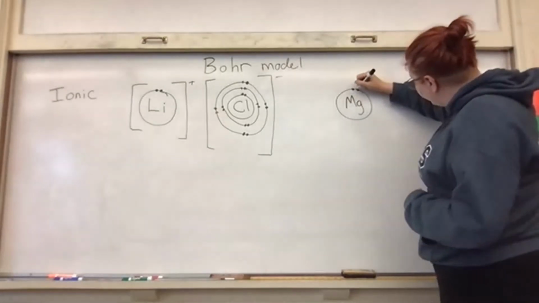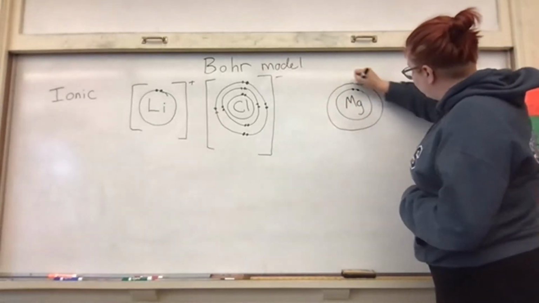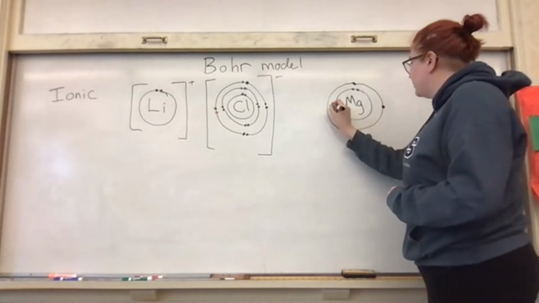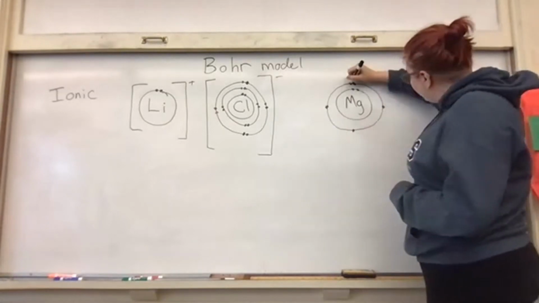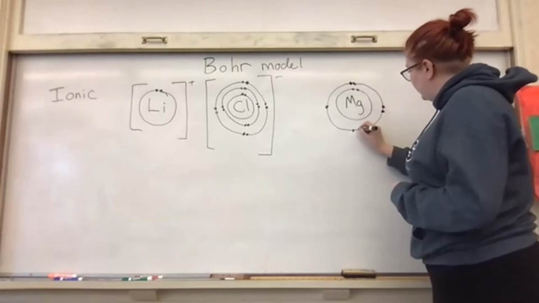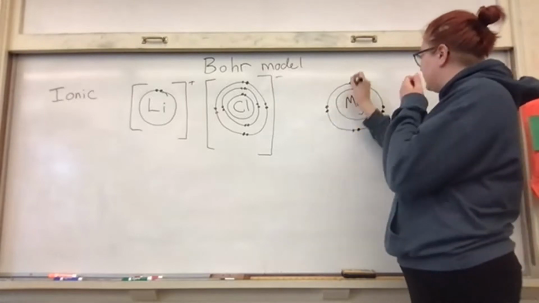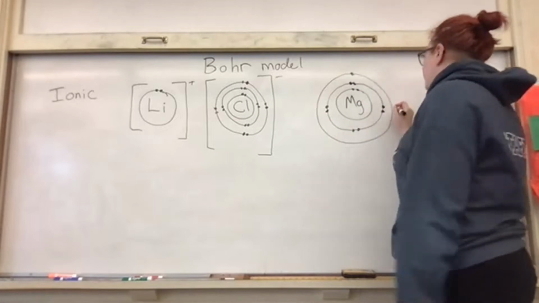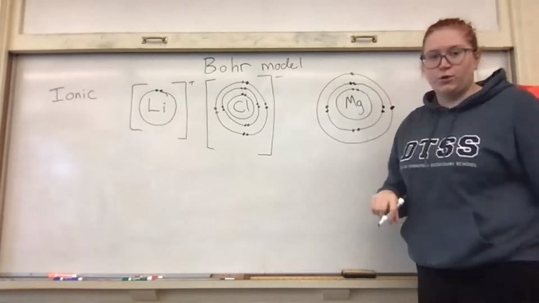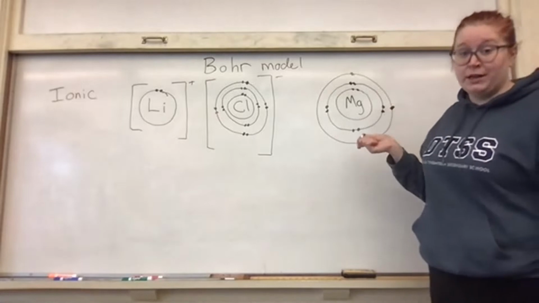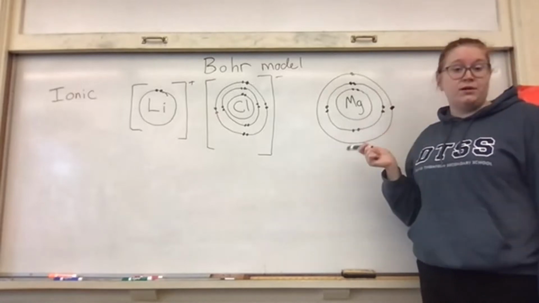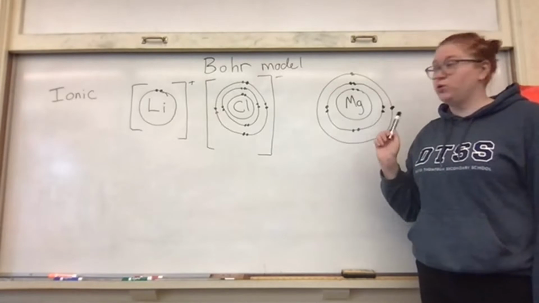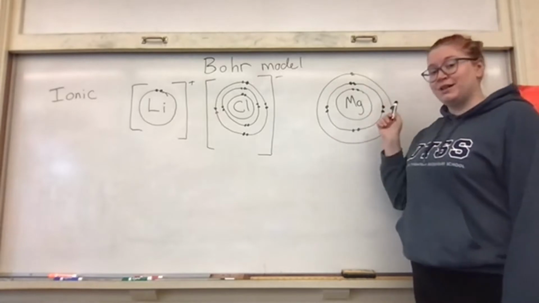1, 2, 3, 4, 5, 6, 7, 8, 9, 10, 11, 12. Cool. Okay. So how many electrons does this need to lose or gain to become a stable ion? It needs to lose these 2 electrons in its outside shell.